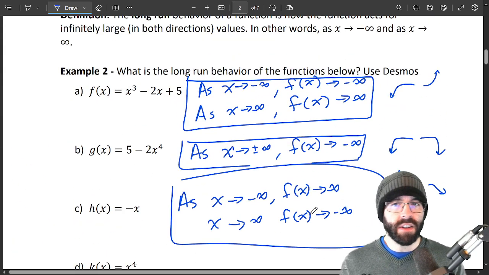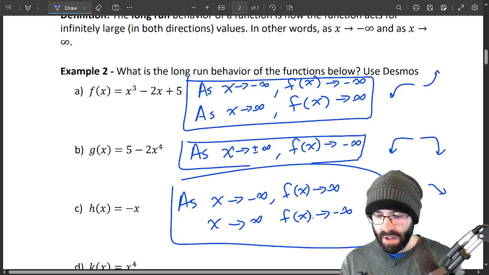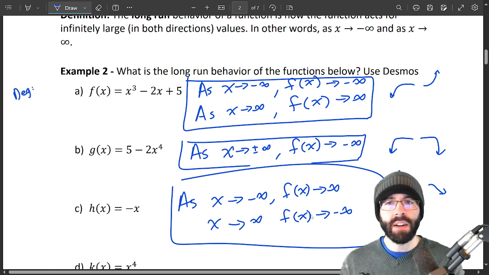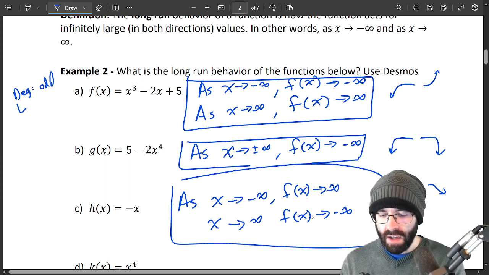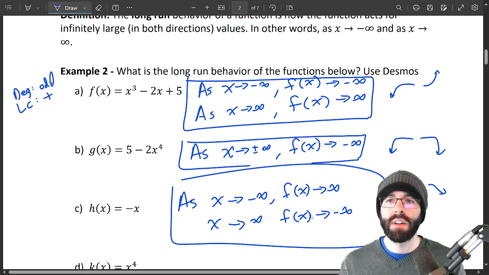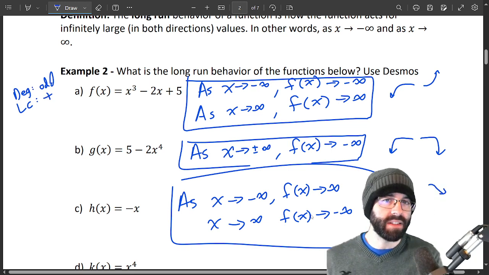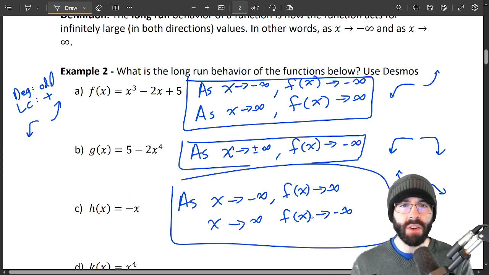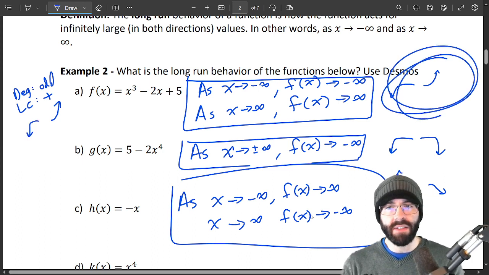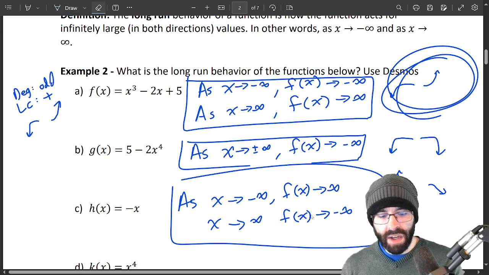So to do that, we just look at the leading term. We need the degree and the leading coefficient. There's our degree here, even or odd. The degree is 3, so it's odd. And our leading coefficient is positive. So it should look like a positive cubic function for the end behavior. It should go up to the right. Who knows what's going on in the middle? And it should go down to the left. And that's exactly what happened, right? That's exactly what we got from the graph.